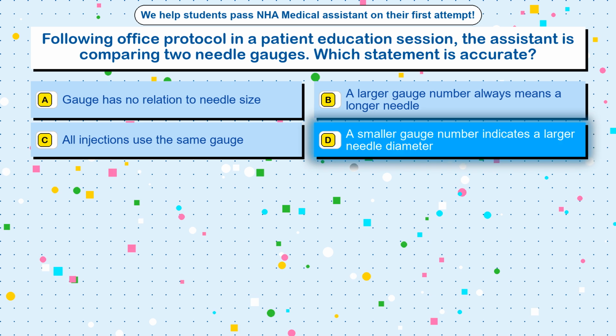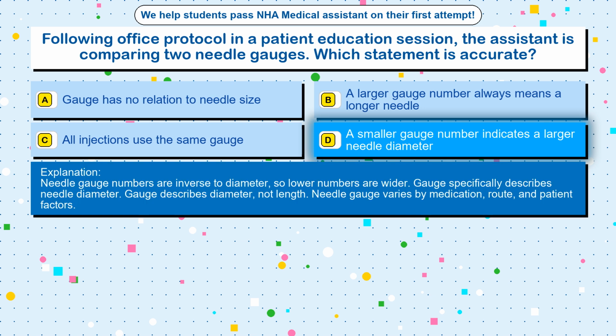The correct answer is option D. A smaller gauge number indicates a larger needle diameter. Needle gauge numbers are inverse to diameter, so lower numbers are wider. Gauge specifically describes needle diameter. Gauge describes diameter, not length. Needle gauge varies by medication, route, and patient factors.